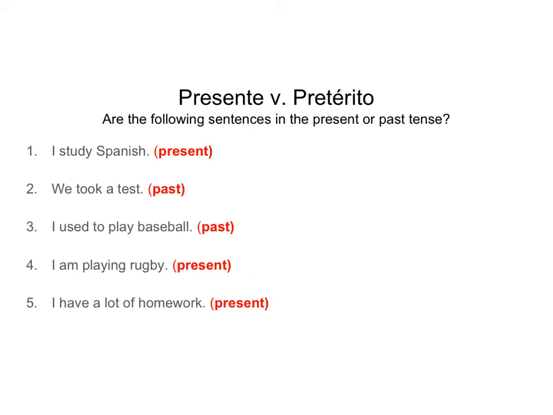If we look at the first sentence, I study Spanish. You are doing that right now. It's the present tense. We took a test is a past tense sentence. It happened in the past. I used to play baseball is a past tense action. I am playing rugby is present tense. And I have a lot of homework is the present tense.